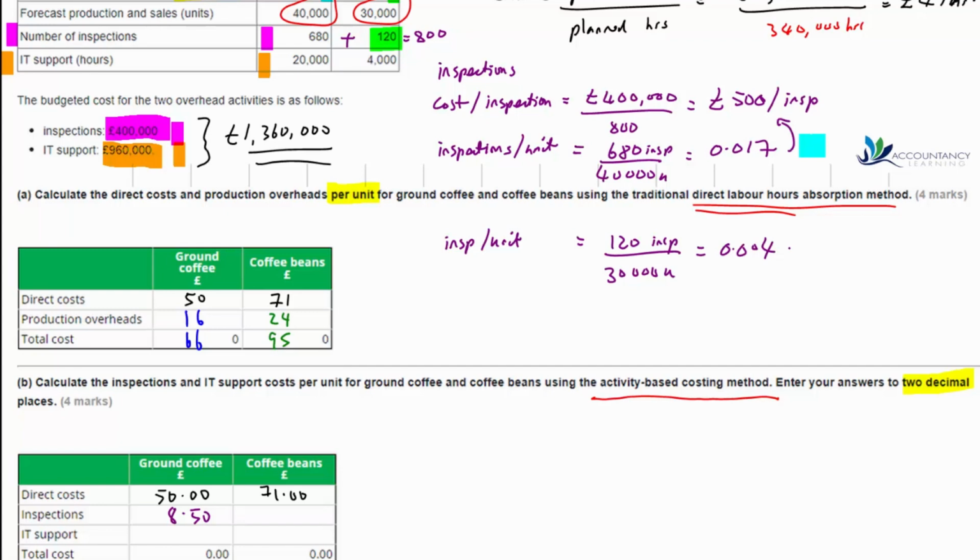And again, we want to multiply by the £500, and that's going to give us a cost of £2 per coffee bean unit.